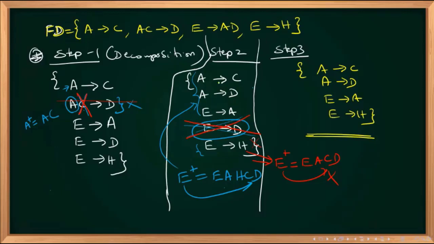Now I have removed unnecessary attributes; unnecessary functional dependencies only I have removed. After that I am getting unnecessary functional dependency. How I removed? I just assume that any functional dependency you can remove. Assume that it is removed and take the closure of the left side in the remaining one. If you are getting D in that one, you can remove it.